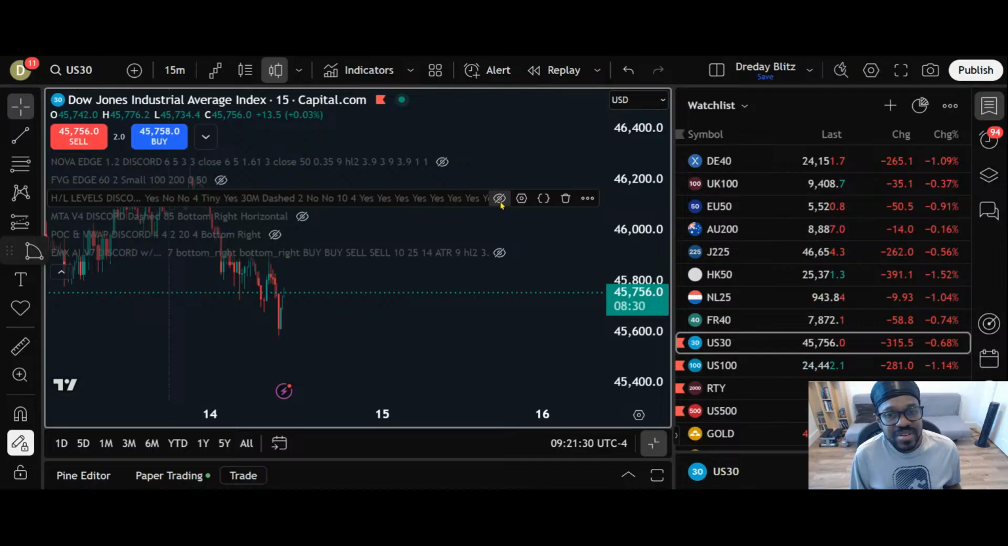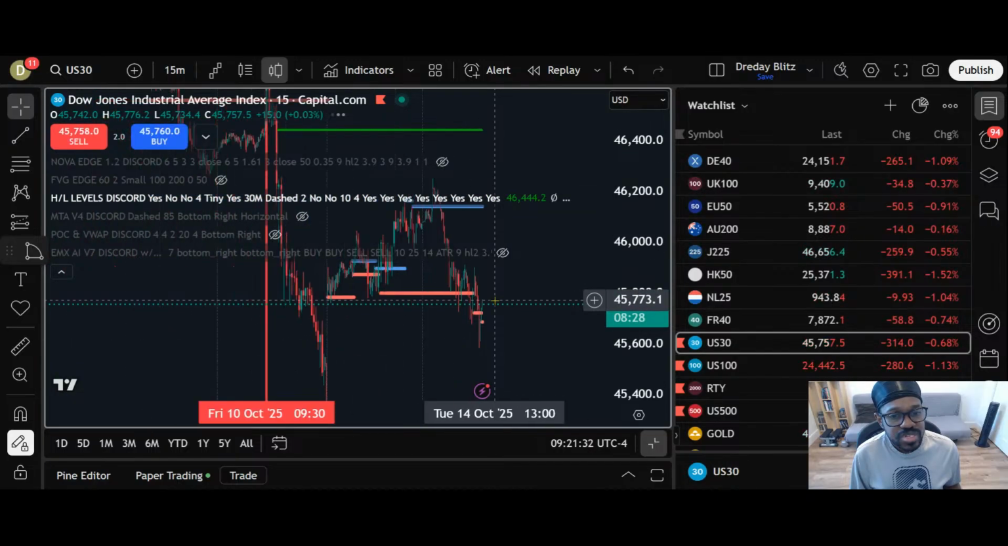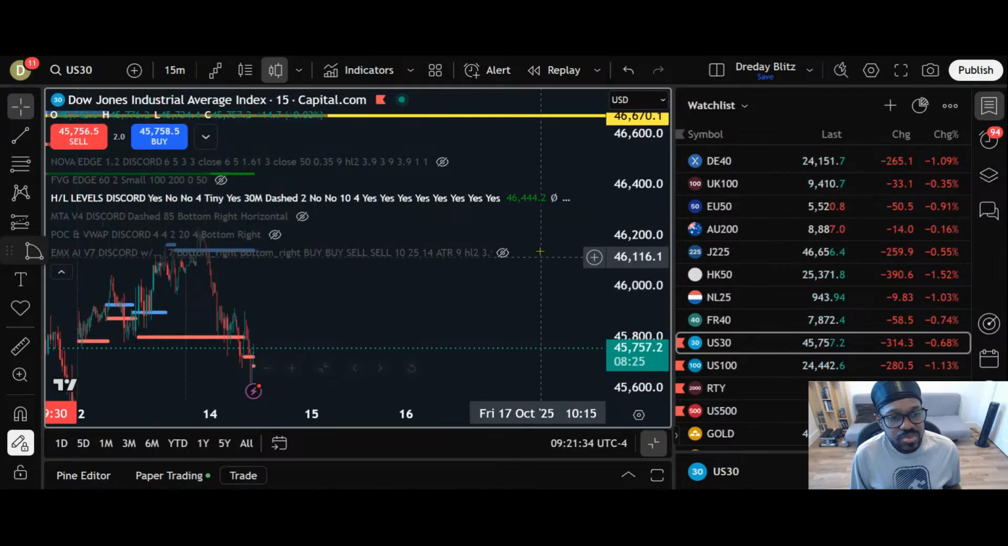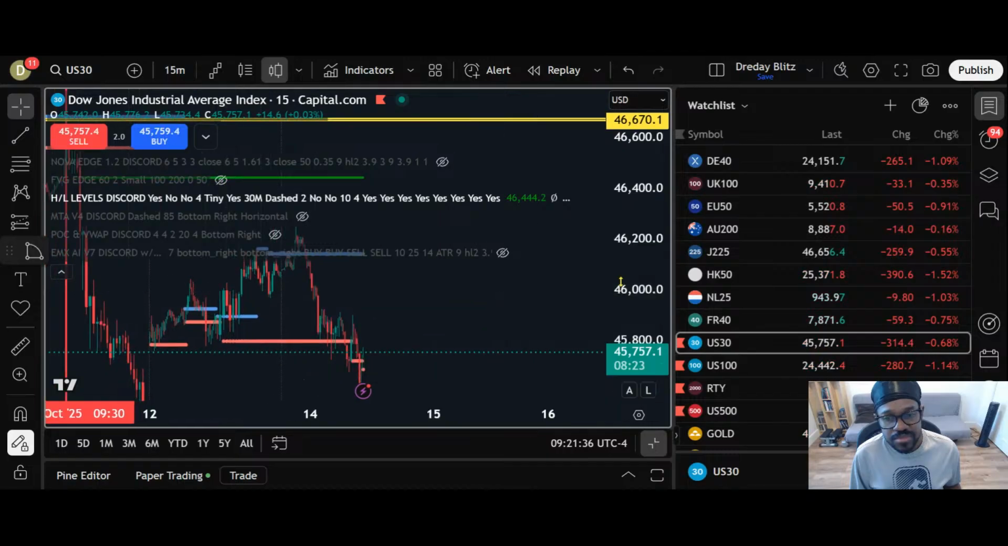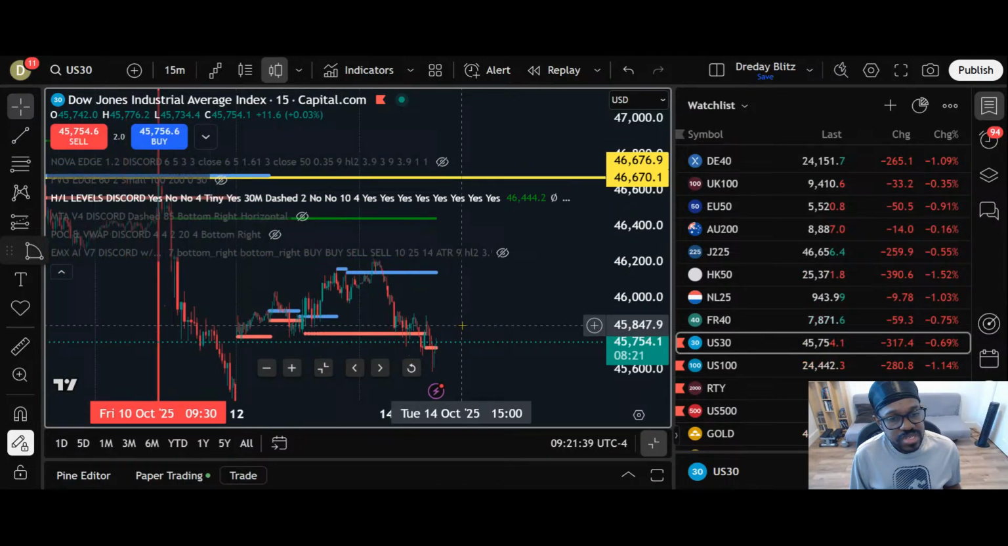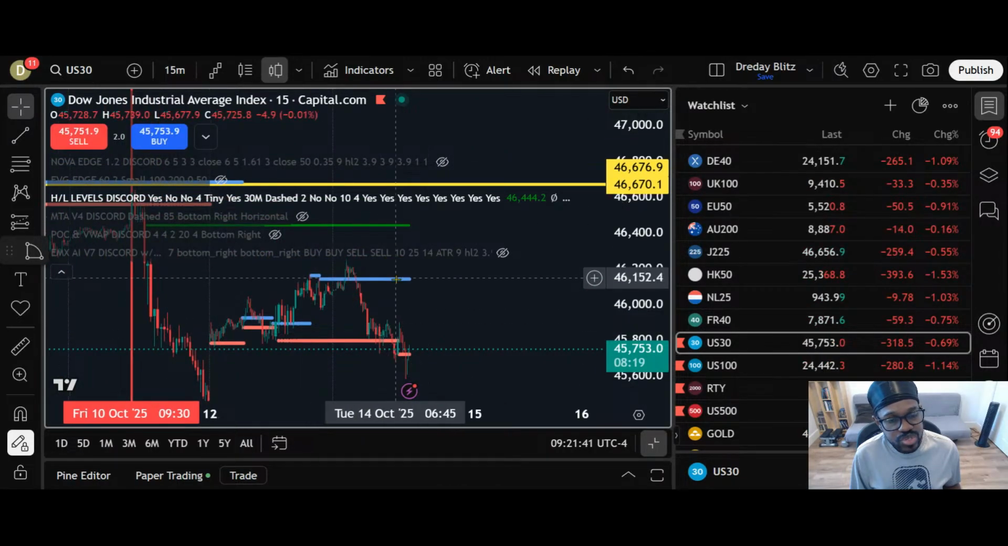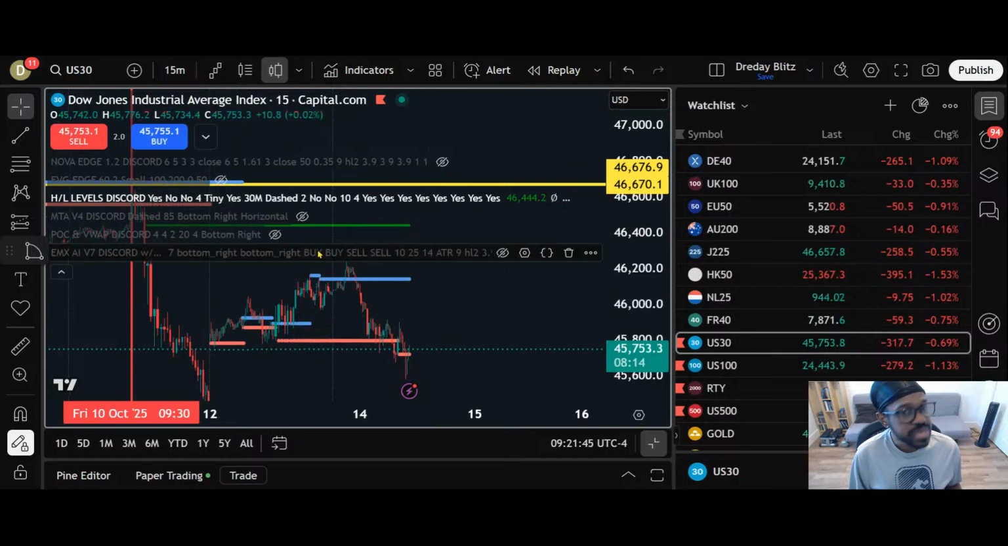Next, we have ILO level. This is a support and resistance zone indicator. You could use that for support and resistance, also to place your stop loss and take profit, based on the setup that you're going to be looking at.